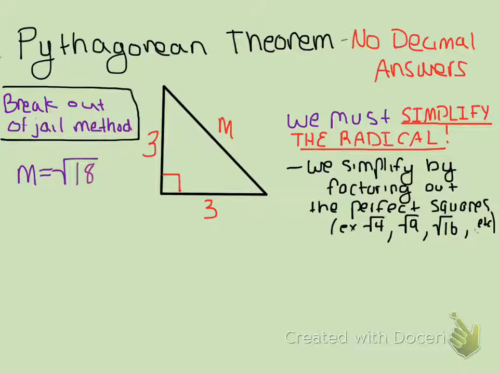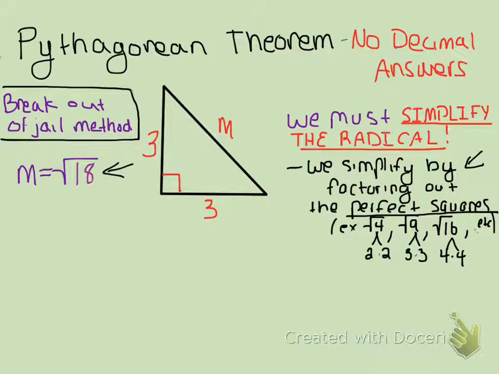And what we're doing is we are simplifying by factoring out any perfect squares. Okay, so perfect squares are your numbers that when you take the square root give you a perfect whole number. Your examples are the square root of 4, which is 2 times 2, the square root of 9, which is 3 times 3, the square root of 16, which is 4 times 4, and so on and so forth. So we're going to be trying to factor out these perfect squares out of any radical answer.